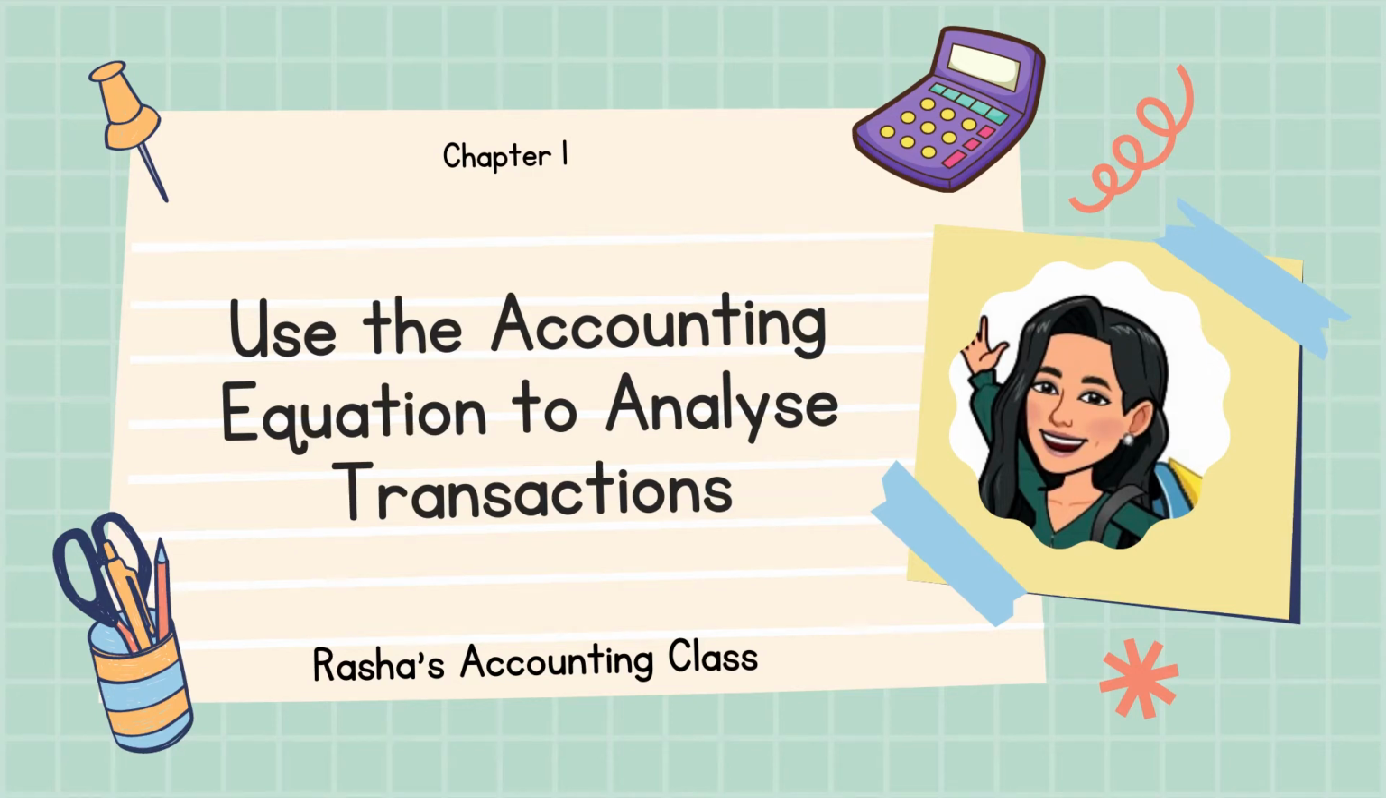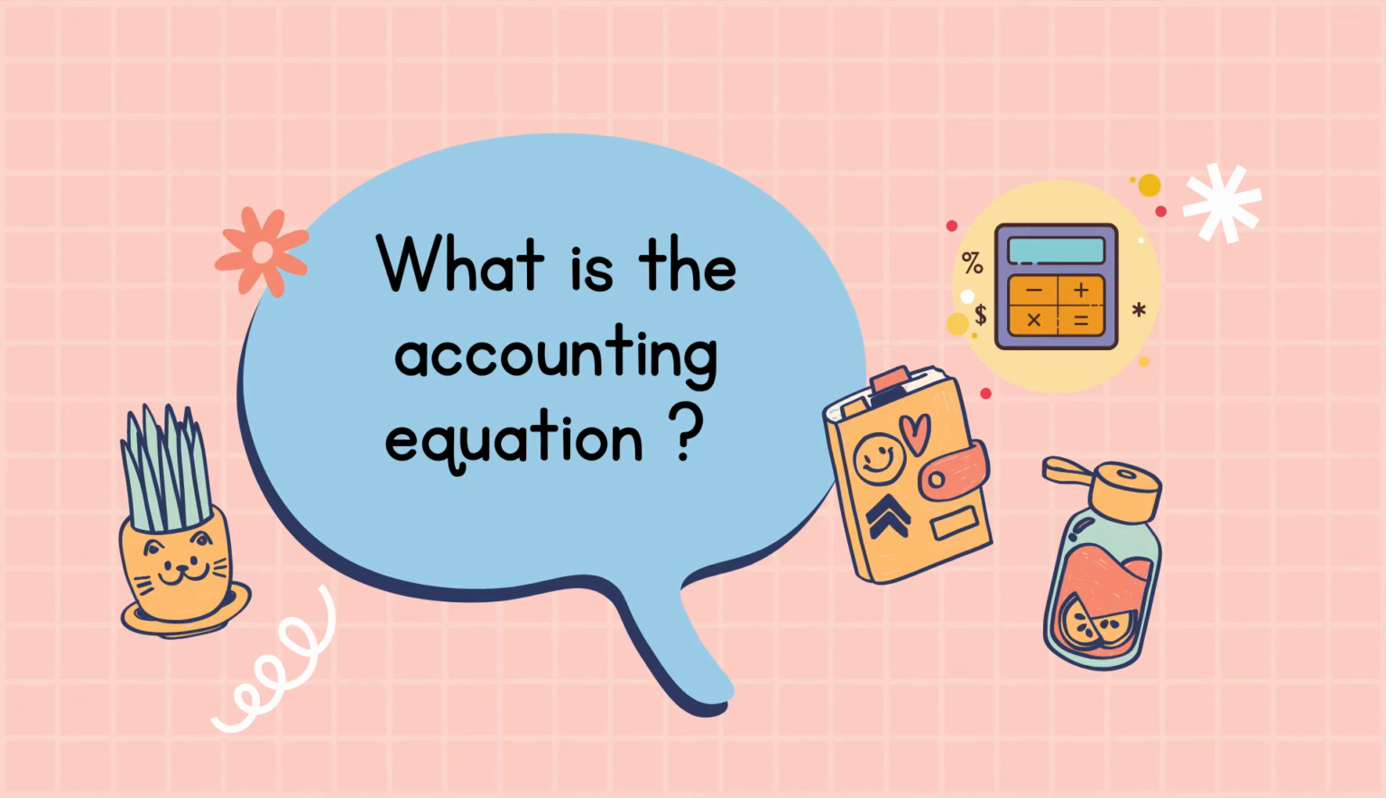Hello, this is the second lesson for chapter 1. Use the accounting equation to analyze transactions. What is the accounting equation? We took that in the previous video. The accounting equation is assets equals liabilities plus equity. So this equation should always be in balance.